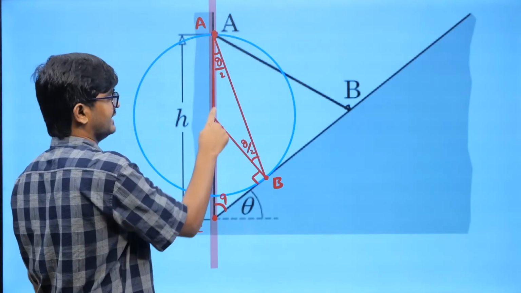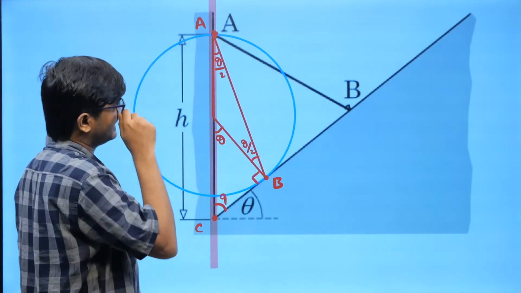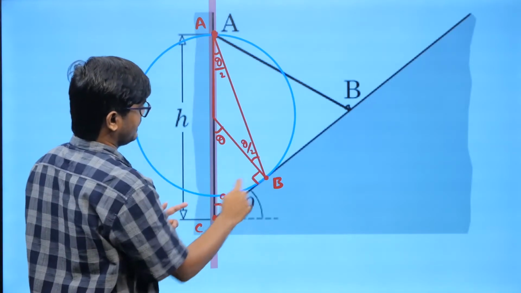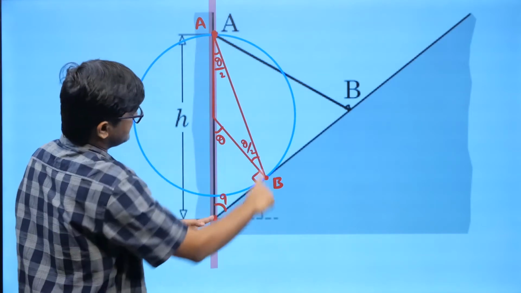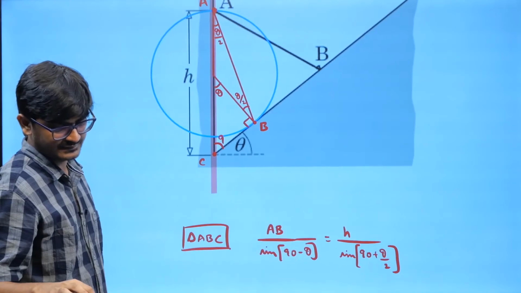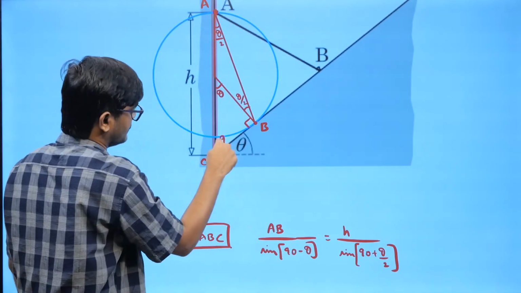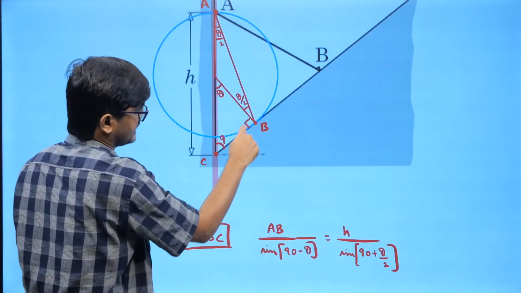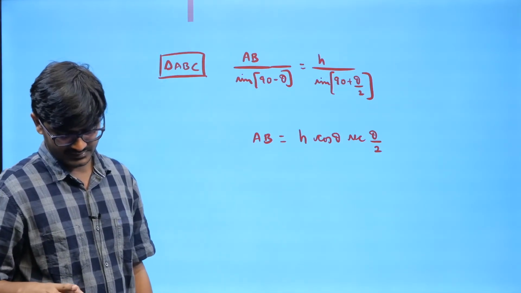If this is theta, this is 180 minus theta, so this is theta by 2, this is theta by 2, because that is an isosceles triangle. So you can draw all those, and I plotted ABC, this triangle. You can see ABC triangle where this length is h and you have to find this length, so you can use sine rule, right? So you can use sine rule for the triangle where AB by sine of its opposite angle, sine 90 minus theta, equals h by sine of its opposite angle, which is sine of 90 plus theta by 2. So from there we will be getting the value of AB.